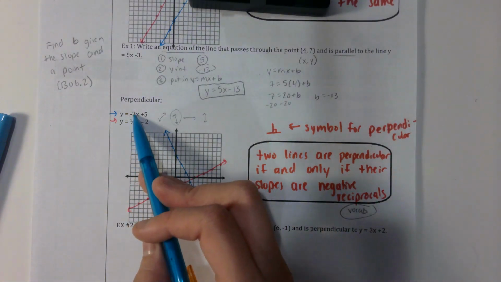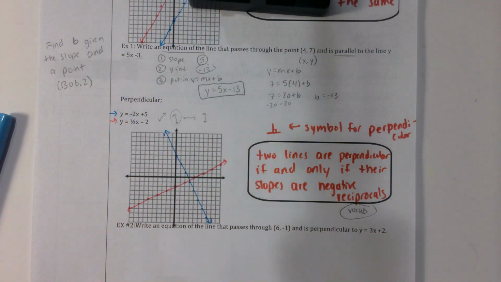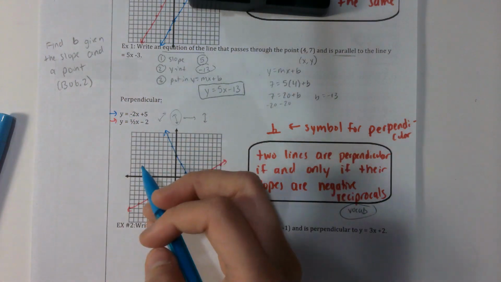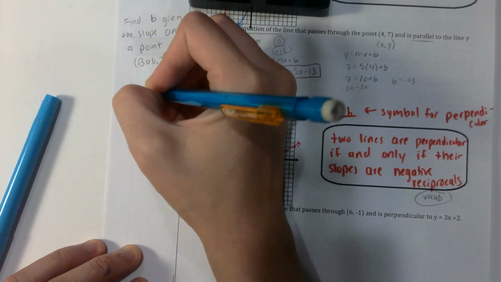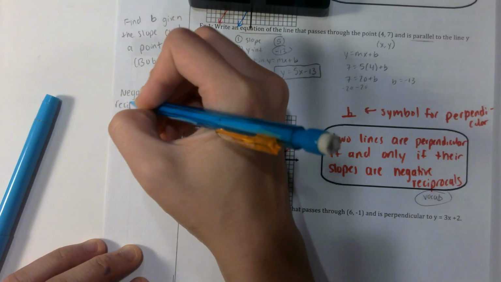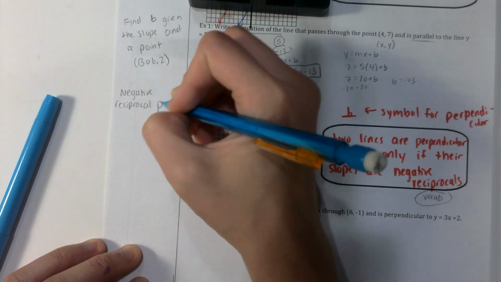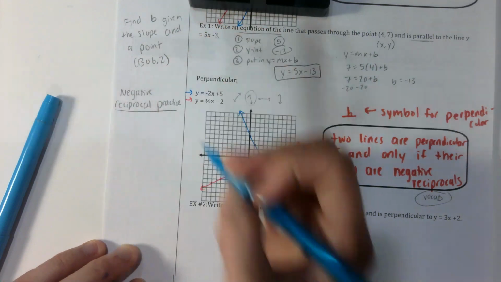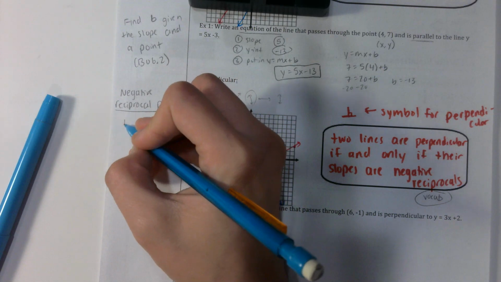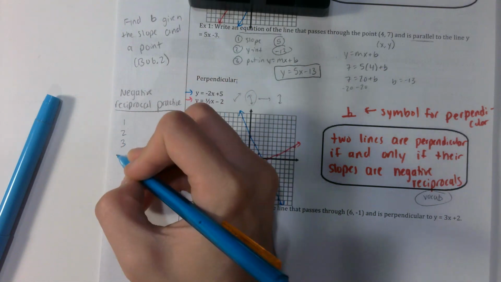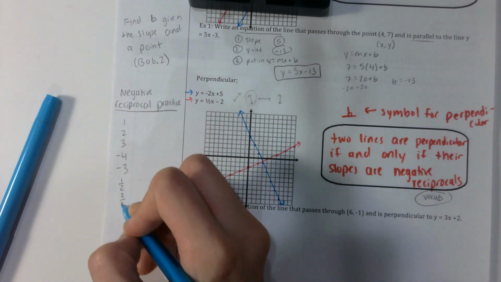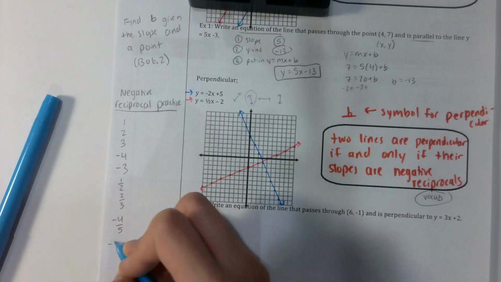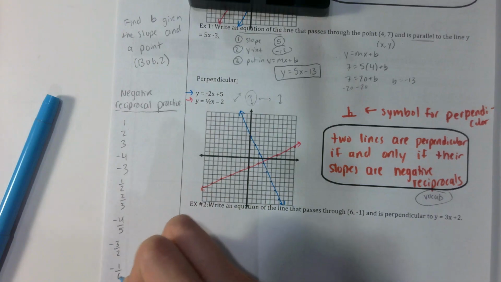We look at these slopes. This is -2, and this is 1/2. So they're actually negative reciprocals of each other. So I'm just going to go over to this side, and we're going to do a little practice. So we have negative reciprocal practice. Okay, so we have 1, 2, 3, -4, -3, 1/2, 2/3, -4 over 5, -3 over 2, -1 over 6.